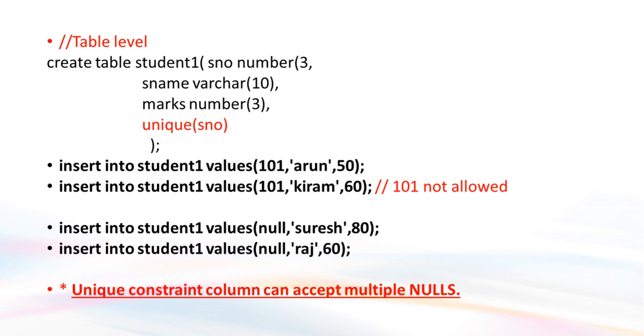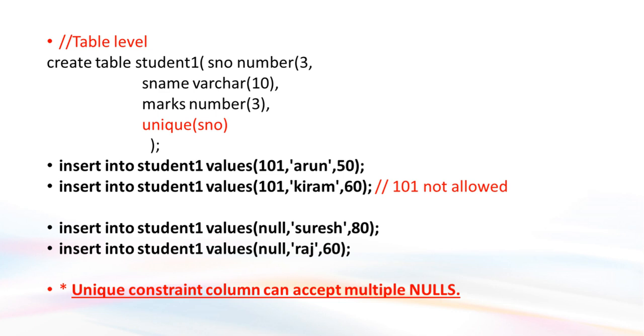Null is not a numeric value. Because of that, it will allow it. It will allow multiple nulls also. But when you enter a numeric value, it will not allow duplicates. That's the reason these two statements are also correct. So a unique constraint column can accept multiple nulls. These points are very important from an interview perspective. People will ask, what is the use of a unique key, a unique constraint? When I define a column as a unique constraint, that column will not allow duplicates. But in the case of nulls, it will allow duplicates.